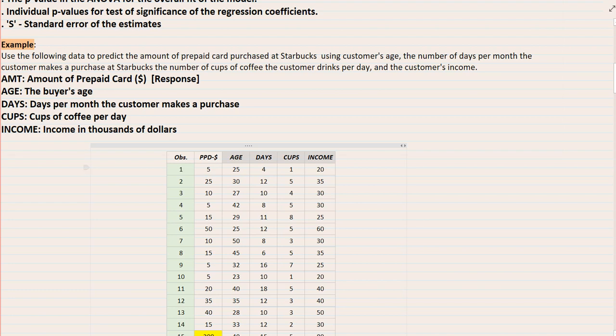So here, the amount of prepaid card would be, instead of AMT, I'll use PPD for prepaid amount, because that's what I'm using in my table. Then we have the age, the buyer's age. Days is how many days per month the customer makes a purchase, cups is the cups of coffee the person drinks per day, and income is in thousands of dollars of that individual.